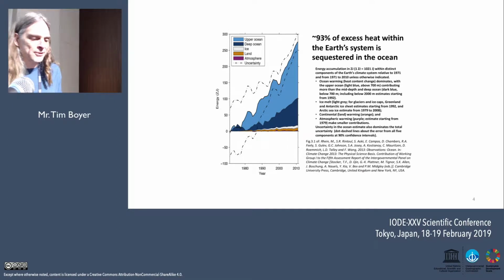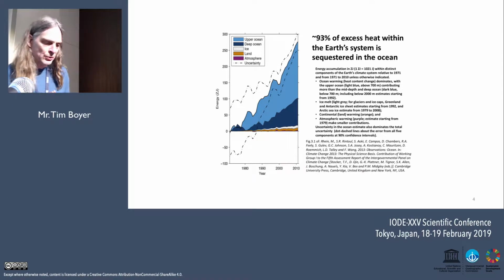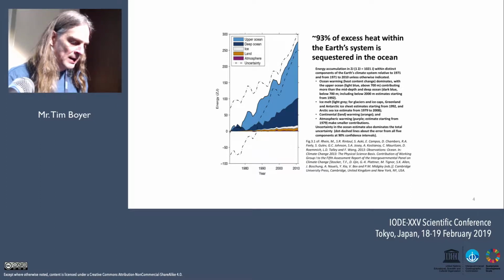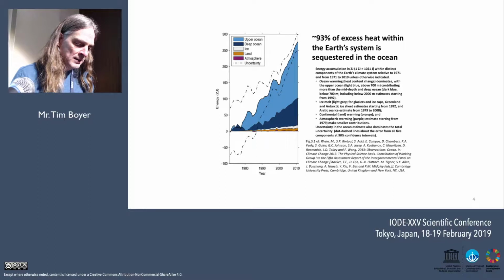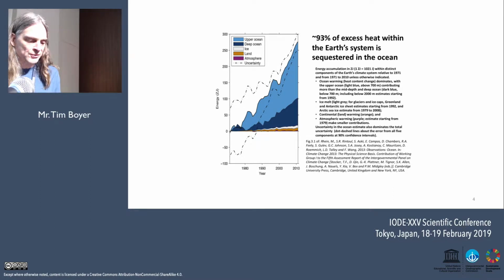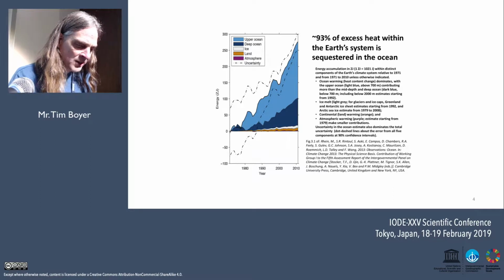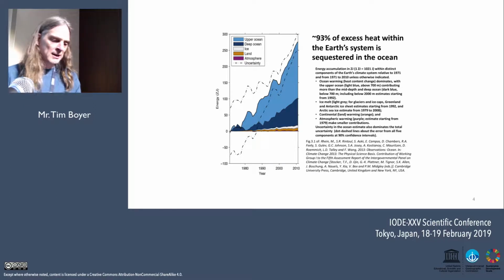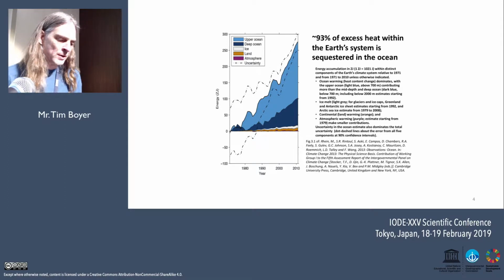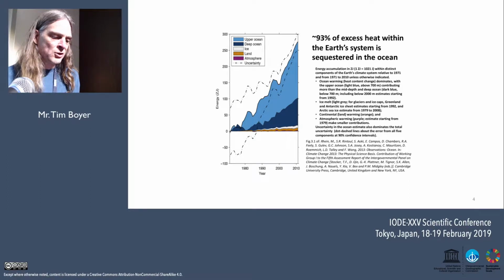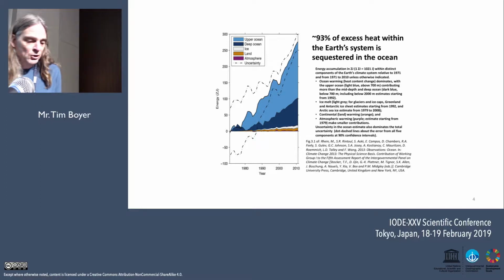And this is again a figure from the IPCC, and it shows on the y-axis zeta joules, 10 to the 21st joules, and on the x-axis is years from 1970. And the blue part there is the contribution to the excess heat in the Earth system from the ocean. The light blue from the upper ocean, dark blue from the deep ocean. Then you also see contributions from ice, land, and atmosphere, which are those very small parts at the bottom there.